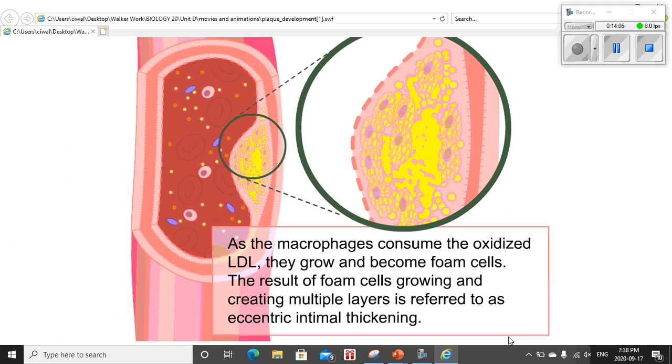The key with this picture, though, that hopefully you notice, is that the diameter of this blood vessel is becoming narrower and narrower. So what that means is if the blood vessel is narrower, then there's less blood flow that's reaching whatever tissues are further on down the line.